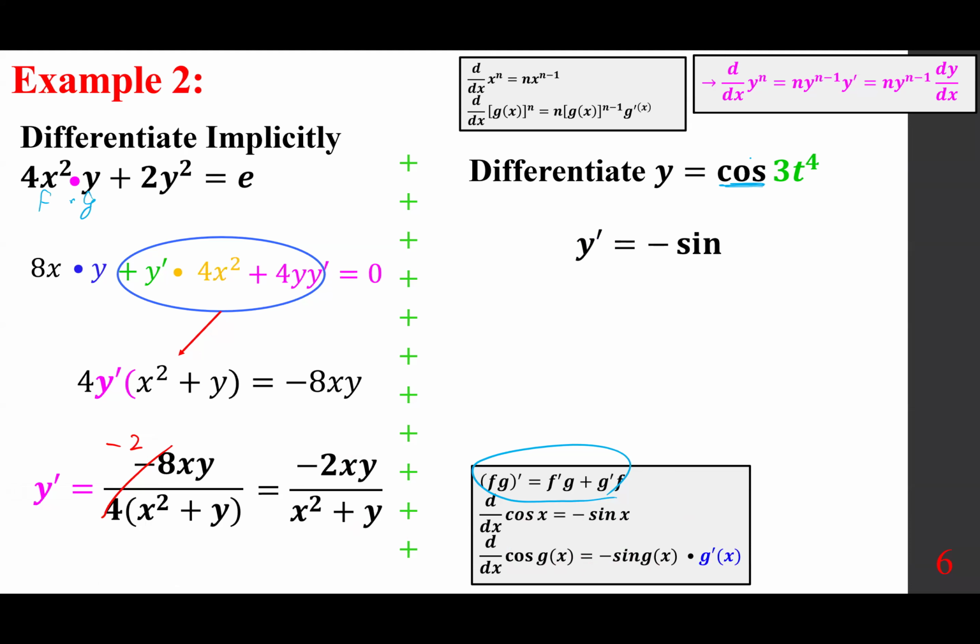However, a trigonometric function is meaningless if it doesn't have an argument. So I must use the same argument. And now the chain rule tells me I need the derivative of the argument, which is 12t cubed. I put it in front. y prime is negative 12t cubed, sine of 3t to the power of 4, as the final answer. So now we are done. It's very straightforward.